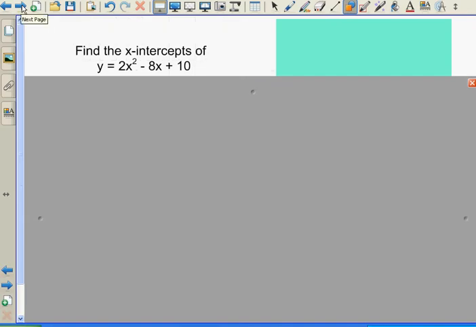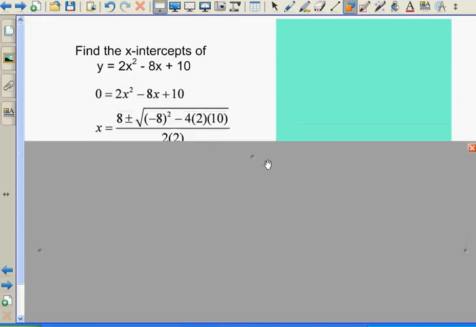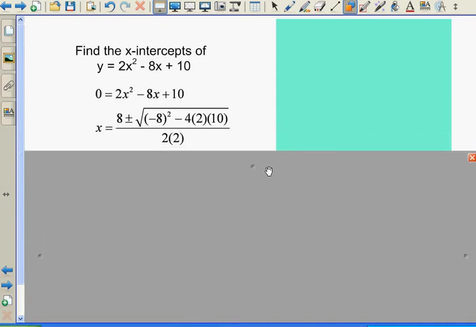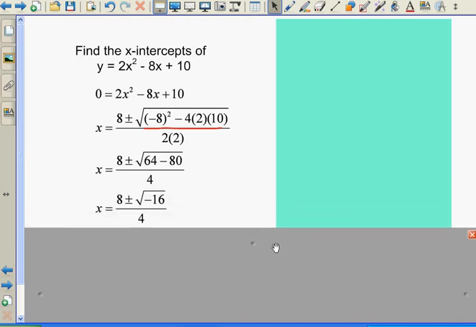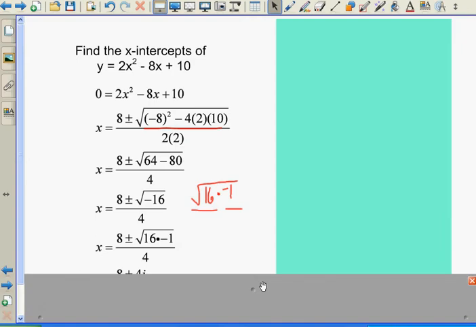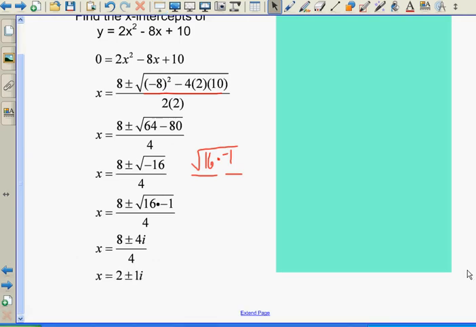Okay, so find the x-intercepts. I'll just tell you right now, this is not factorable when we try and find them. So might as well go straight to the quadratic formula. And then again, I focused here on the inside, worked that out. We've got 64 - 80, which we know is going to be negative. Okay, remember you can think of -16. We could rewrite that as 16 times -1. And we know the square root of 16 is 4. The square root of -1, that's our new number, i. So I can write this as 4i. Split it apart and reduce. And we should get 2 plus or minus 1i.